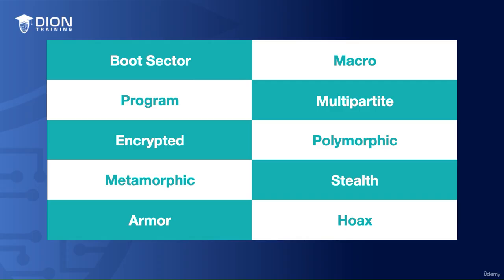Now, there are 10 different types of viruses that you should be aware of, including boot sector, macro, program, multipartite, encrypted, polymorphic, metamorphic, stealth, armor, and hoax viruses. Now, first, we have a boot sector virus.